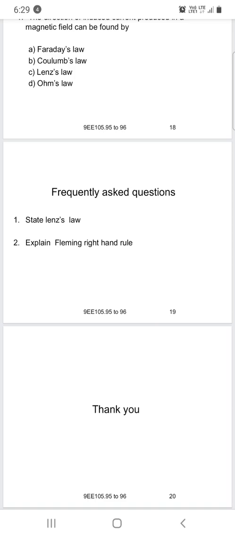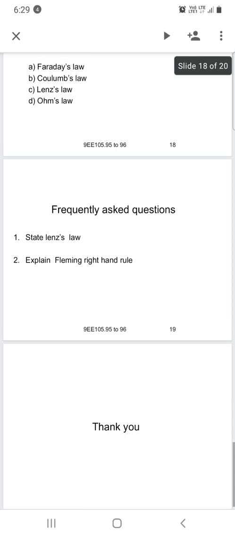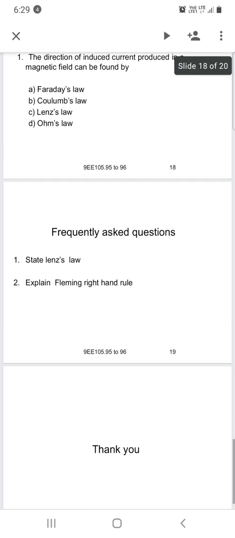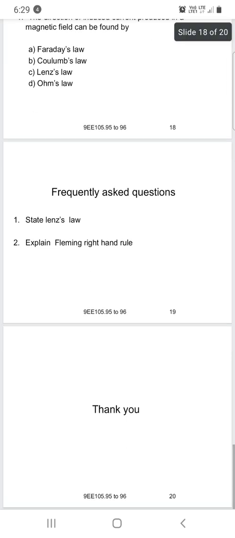Next, some frequently asked questions are given here. The first question is: what are the statements of Lenz's law? A statement is the definition along with some explanation, so we have to learn the definitions and explanations. The second question: explain Fleming's right hand rule.